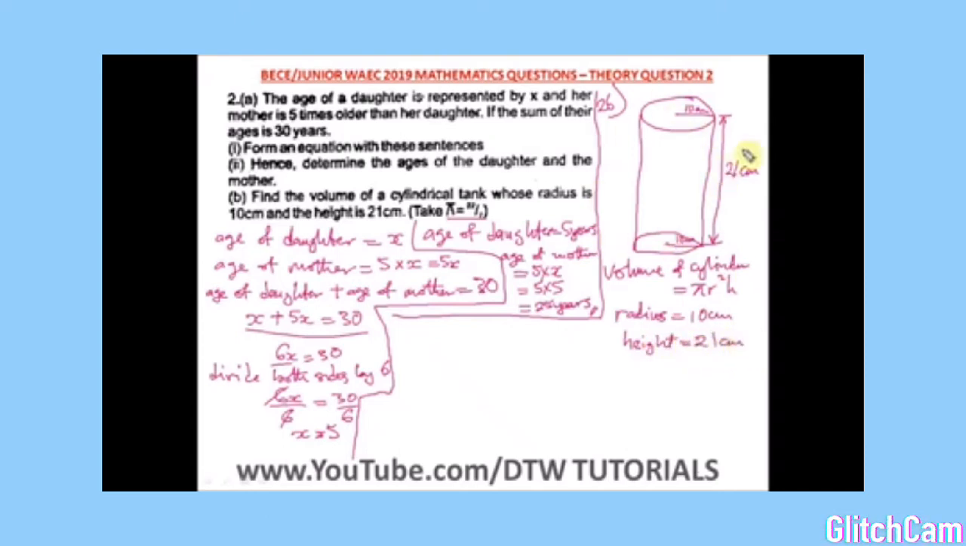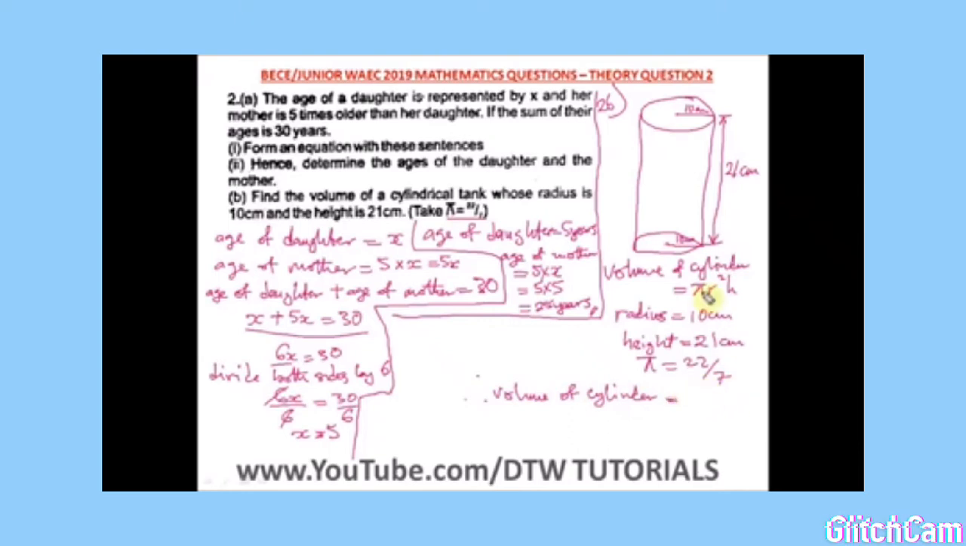Make sure you draw this diagram. Don't just solve, draw this diagram. The volume of a cylindrical tank, draw it and label it just the way I did. Please make sure you do draw the diagram. Then write down your formula, then state out your parameters. So we have radius this and radius that, and pi equal to 22/7.